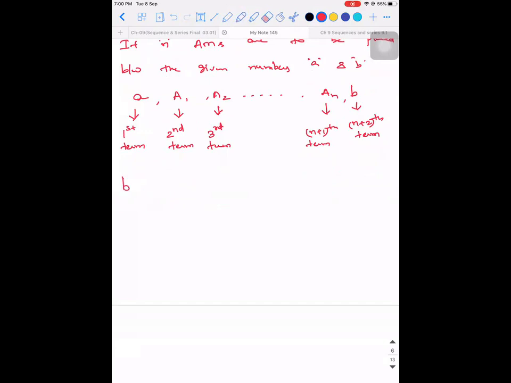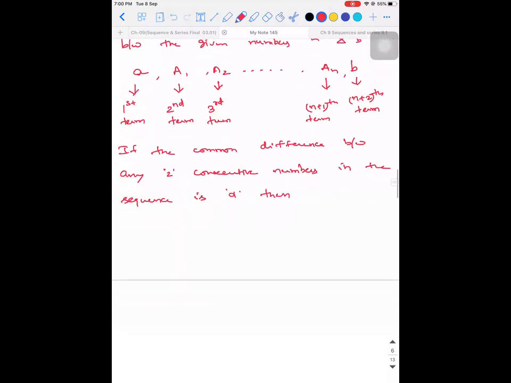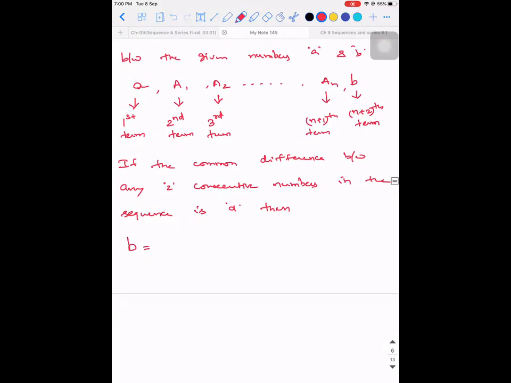So, if the common difference between any two consecutive numbers in the sequence is D, okay, then can I write B is equal to, B is which term? The last term. B is the n plus second term, right?